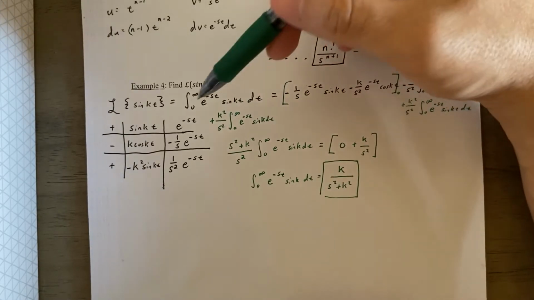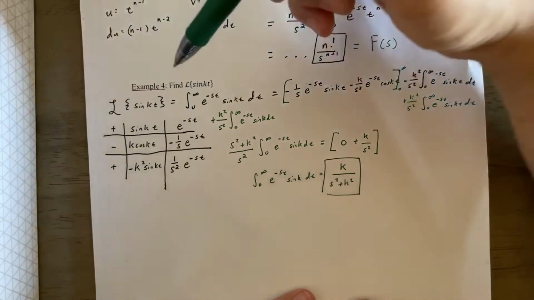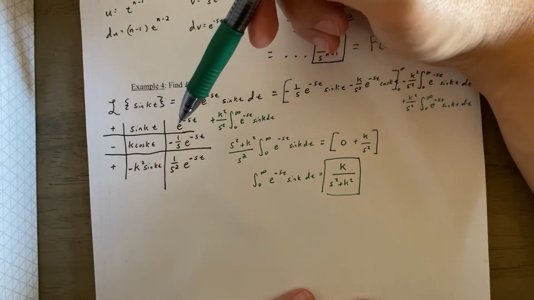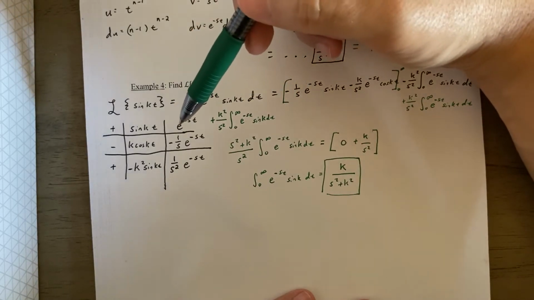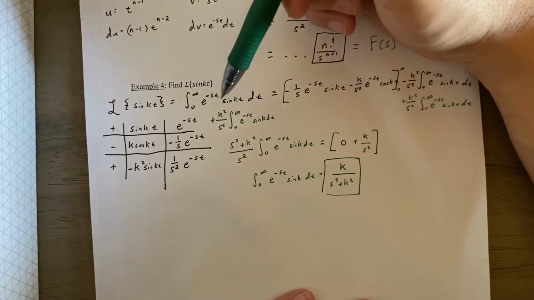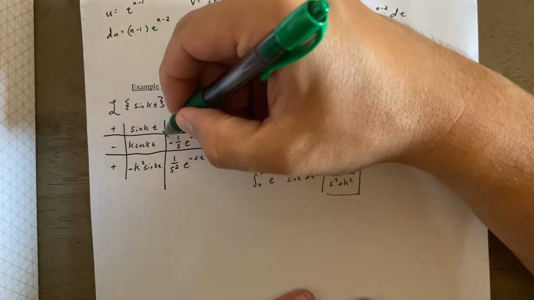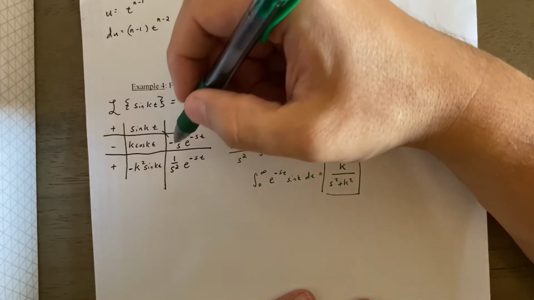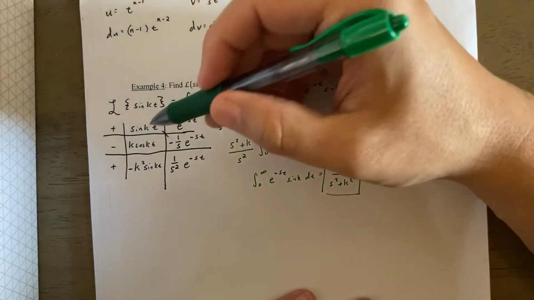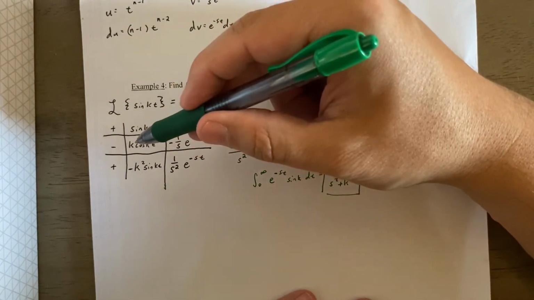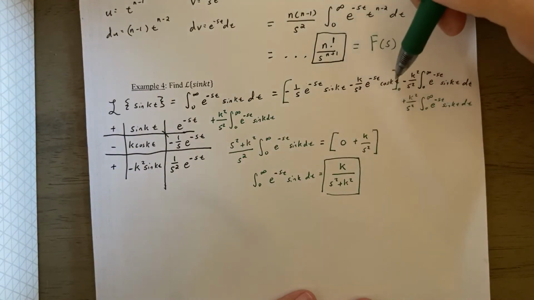When I show my tabular method, it's going to be sine of kt times e to the negative st, I'm sorry. From here, when I take the integration, you go diagonal. So it's going to be sine of kt times negative 1 over s e to the negative st. That's what I have here. And then minus k cosine kt times 1 over s squared e to the negative st, which I have right here.